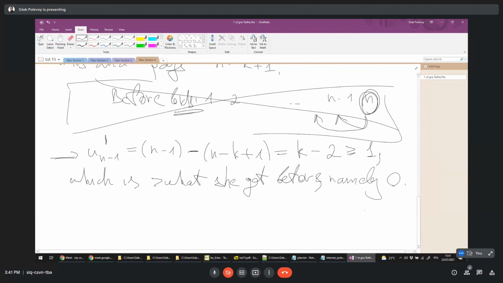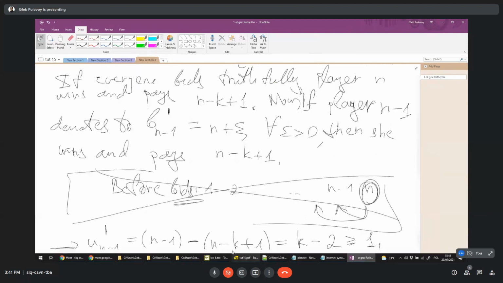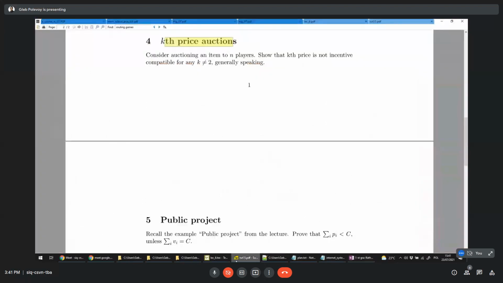Okay, so we have shown that it's not incentive compatible. At least there is an example. I'm not talking about a family of examples for every n and k; for every k there is an example. That's what we wanted here. Any questions? No. Good.